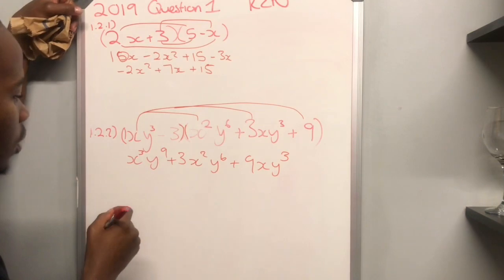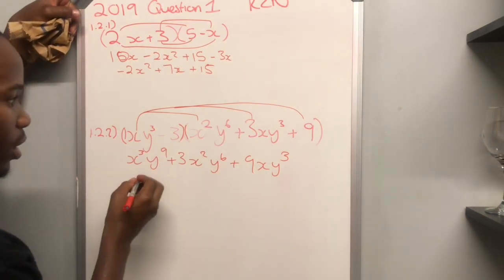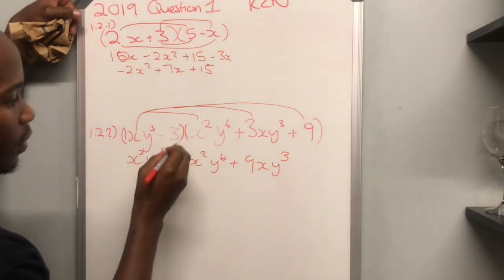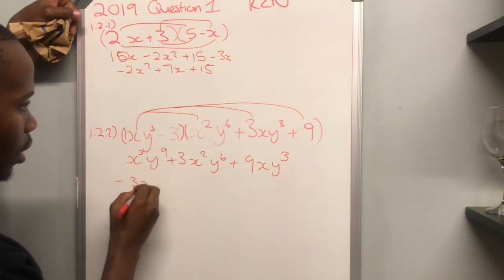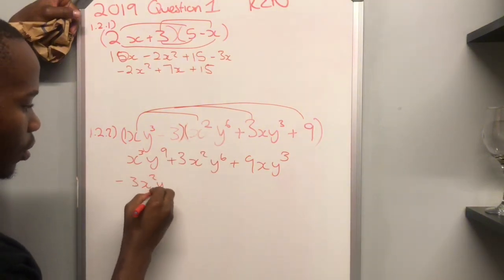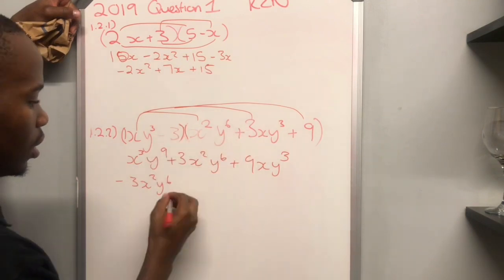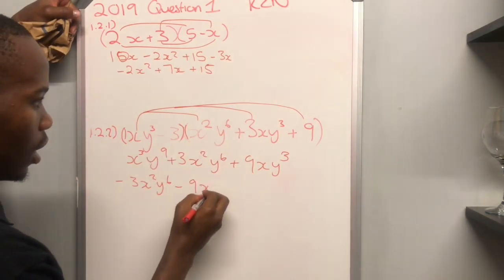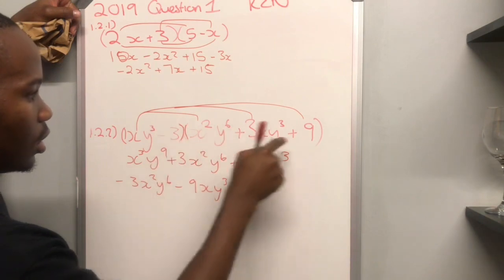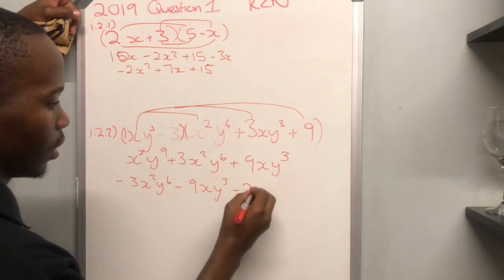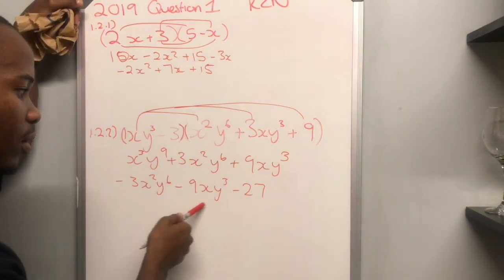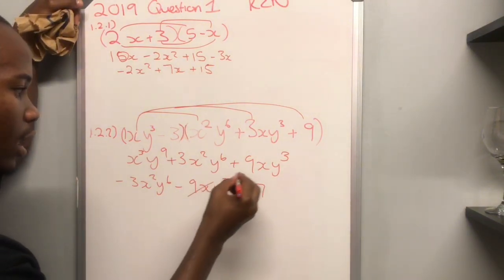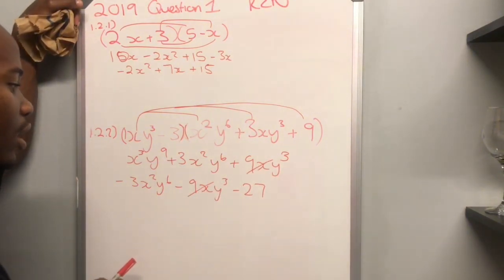Now we go to the outers. So the outers, I'll write them this side down here. Negative 3 times this is negative 3 x squared y to the power 6. This and this, negative 9 x y 3. This and this is negative 27. Now we do like terms. What is the like term of this? It's this. They cancel each other. Positive 9 and negative 9.